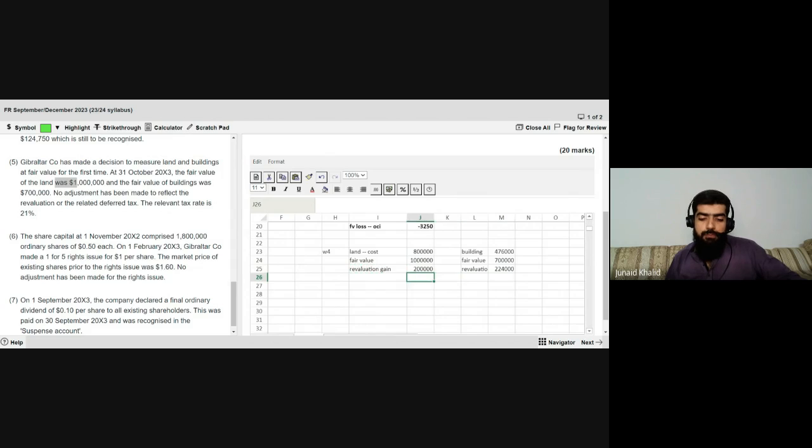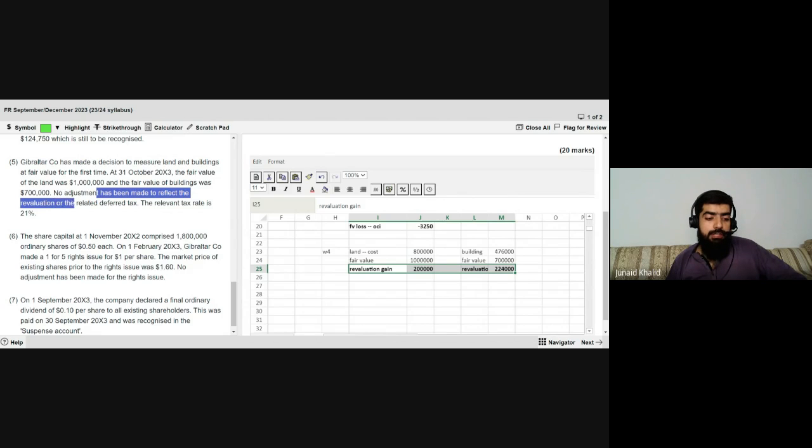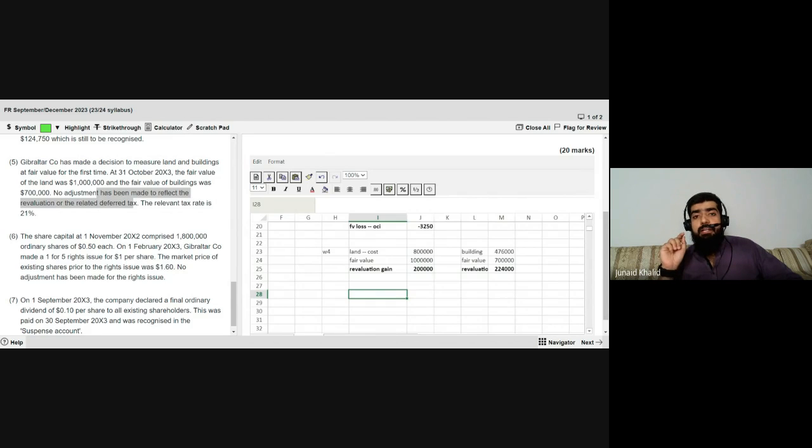Now, the gain is over here, but it says one more thing: no adjustment has been made in respect of the revaluation. We will update the revaluation balance. But it also says the related deferred tax has not yet been recorded. Always remember, we calculate the deferred tax on revaluation, but this will not be charged to P&L. Any deferred tax on revaluation will be charged to revaluation surplus.